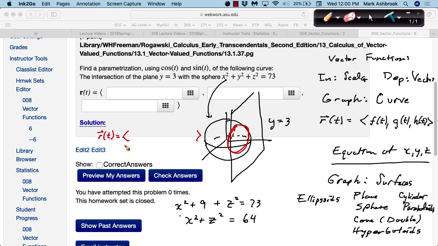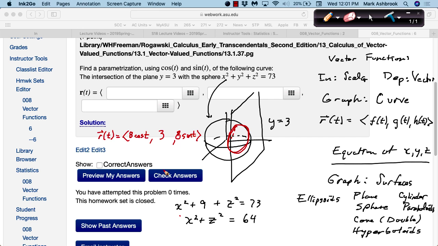So we can say x equals, so what's the radius of our circle? 8. So we can say 8 cosine t for x and 8 sine t for z. And then what's left for y? Every point on that circle has a y coordinate of 3, so it's always 3. So that's the first kind of approach.